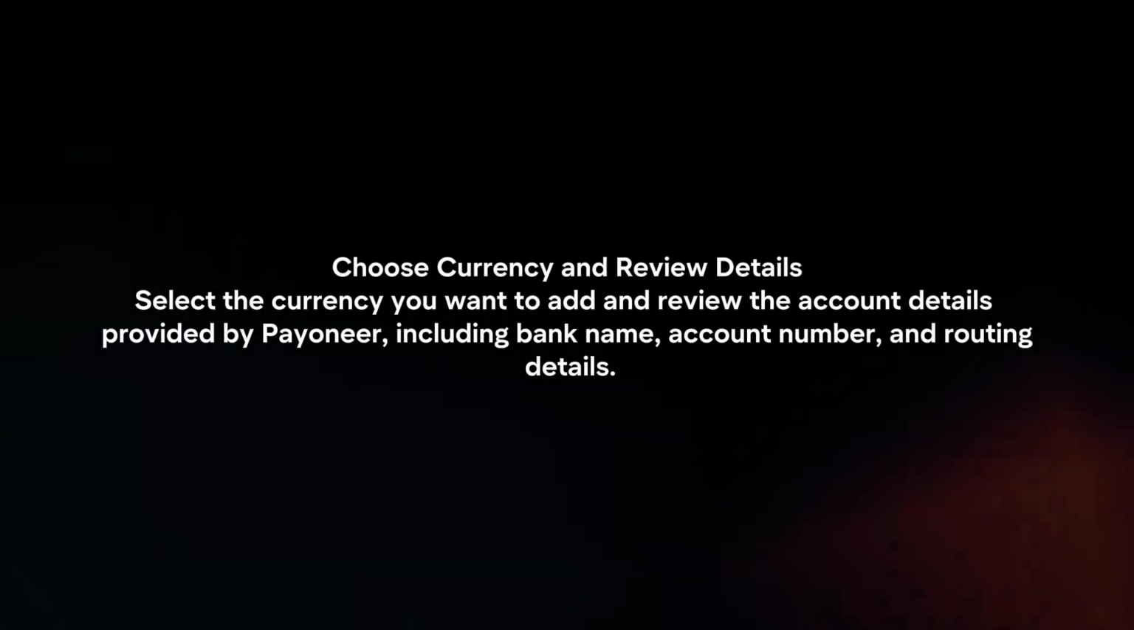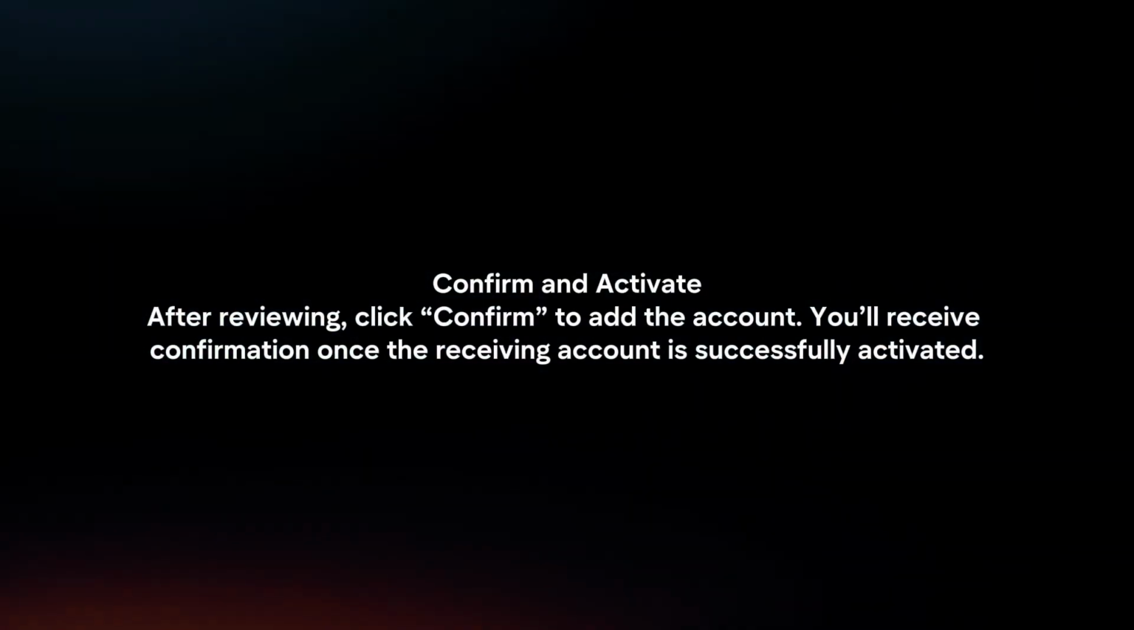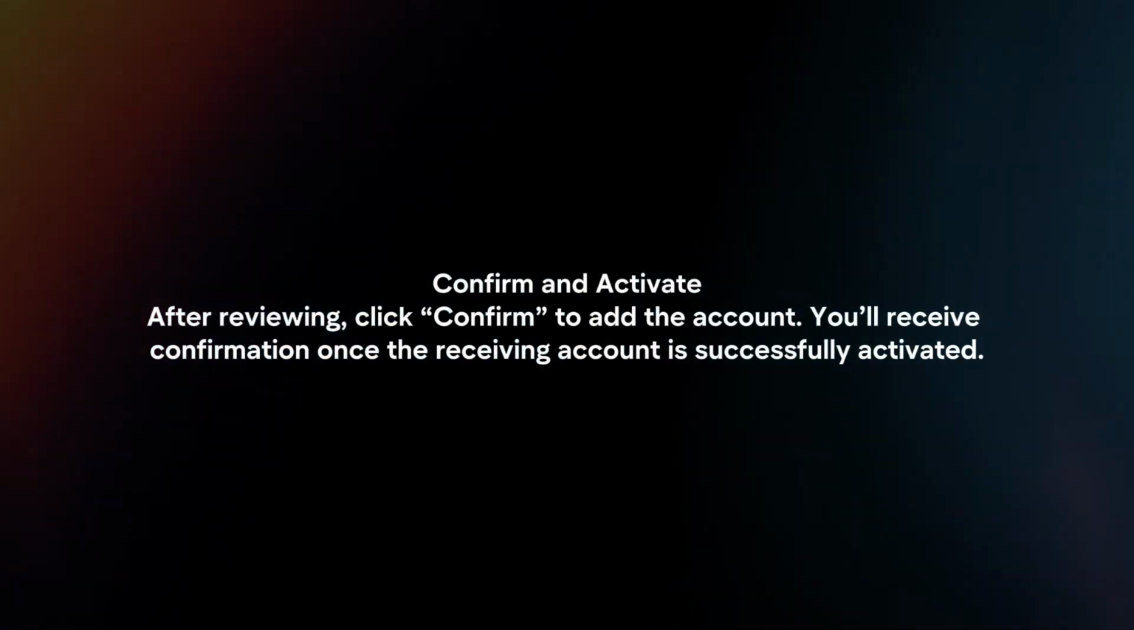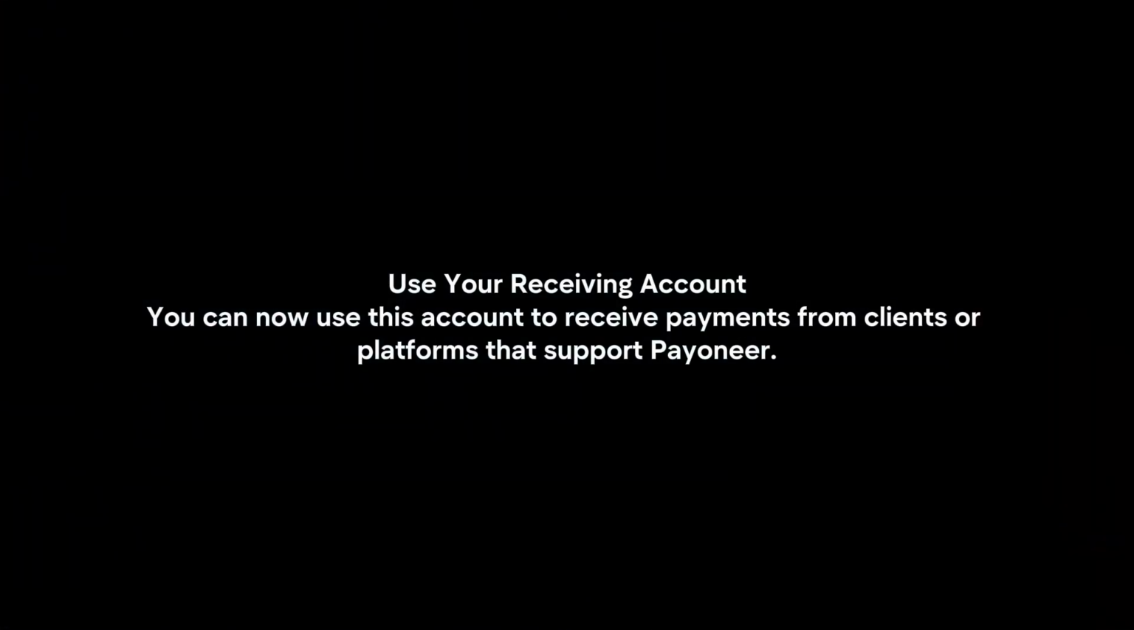and routing details. Confirm and activate. After reviewing, click Confirm to add the account. You will receive confirmation once the receiving account is successfully activated. Use your receiving account. You can now use this account to receive payments from clients or platforms that support Payoneer.